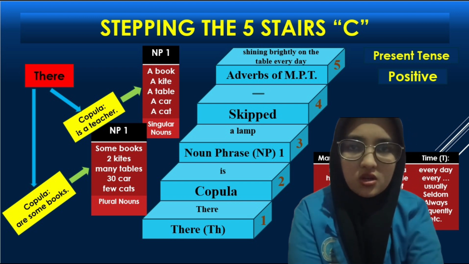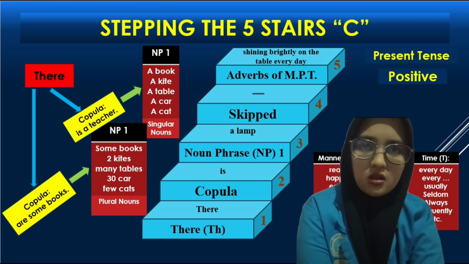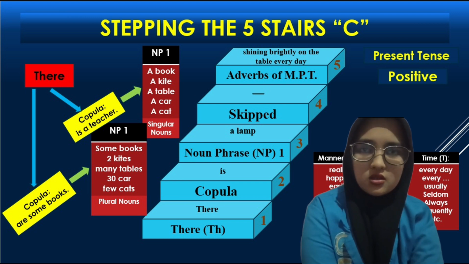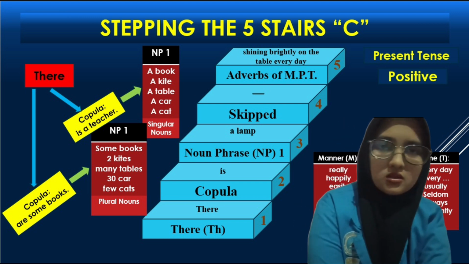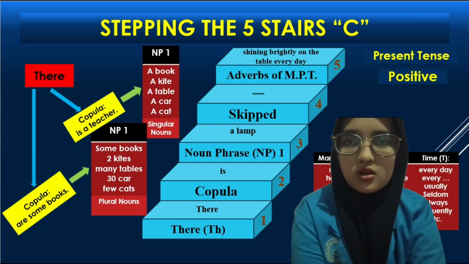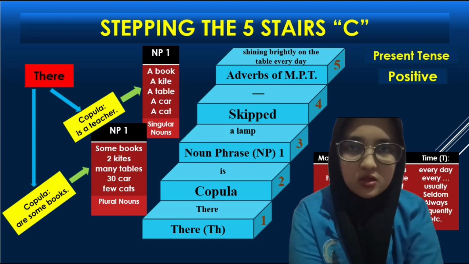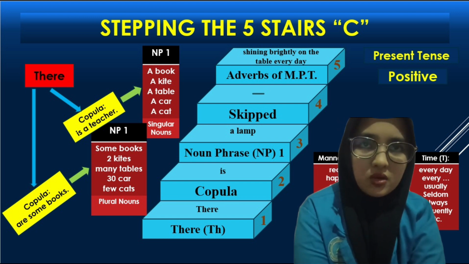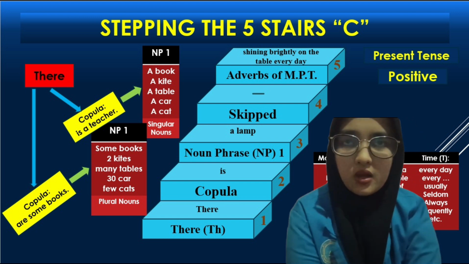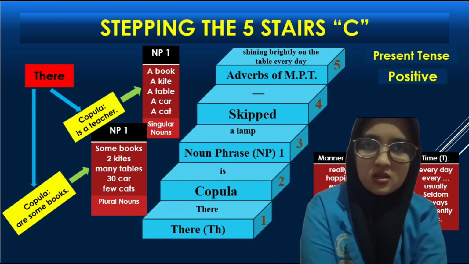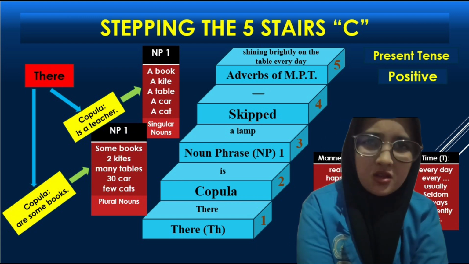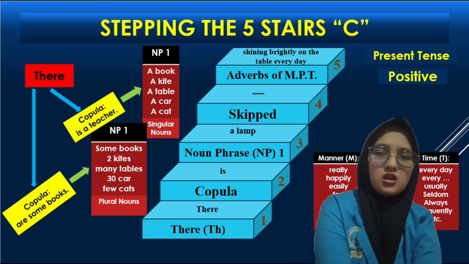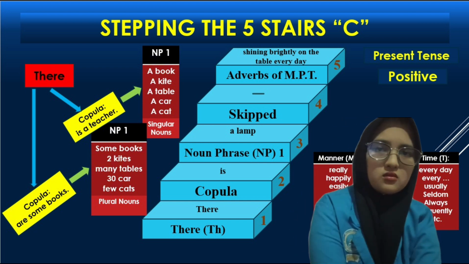You can see in this example: there is a lamp shining brightly on the table every day. So for there, you can use there. And the copula, because the lamp is singular, you can use is. And the noun phrase one is a lamp, and the last one is adverbs of MPT: shining brightly on the table every day. The manner is shining brightly. And then the place is on the table, and the last one is time, which is every day.